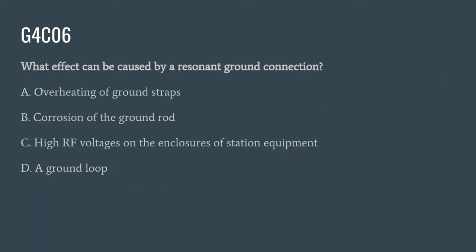G4C06, what effect can be caused by a resonant ground connection? A. Overheating of ground straps. B. Corrosion of the ground rod. C. High RF voltages on the enclosures of station equipment. Or D. A ground loop. Correct answer here is C. High RF voltages on the enclosures of station equipment.